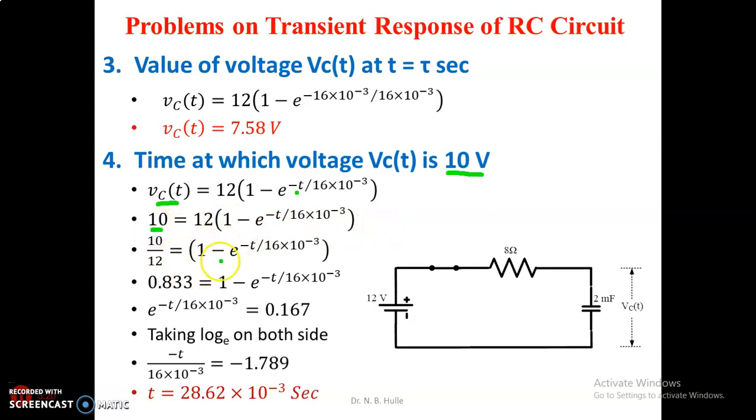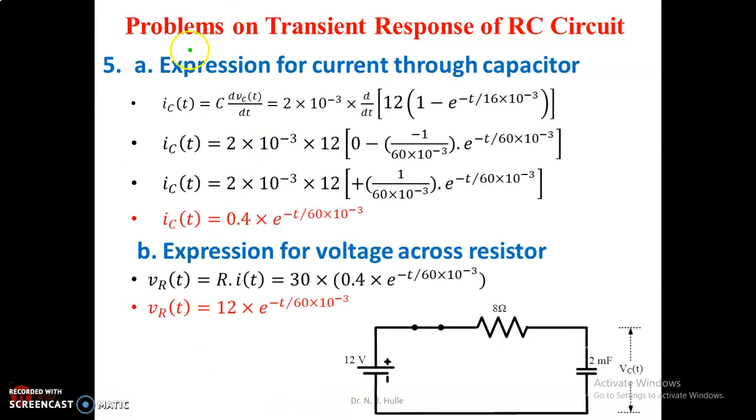Now it is 10 divided by 12 is equal to 1 minus e raised to the power of minus t by tau. This division is 0.833, equal to 1 minus e raised to the power of minus t by tau. So e raised to the power of minus t by tau is equal to 1 minus this value, which is 0.167. If we take the log on both sides, t divided by 16 into 10 raised to the power of minus 3 is equal to minus 1.789. And finally, we are able to calculate the time at which the voltage across the capacitor is 10 volt, that is t is equal to 28.62 millisecond, that is 10 raised to the power of minus 3 second.